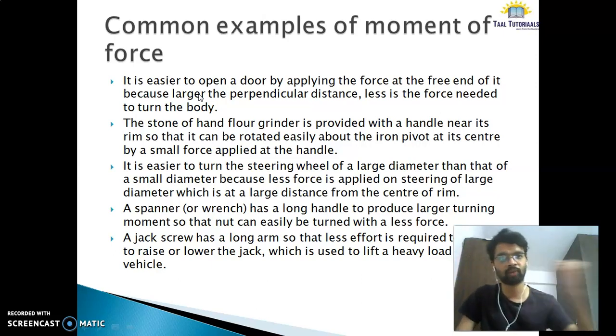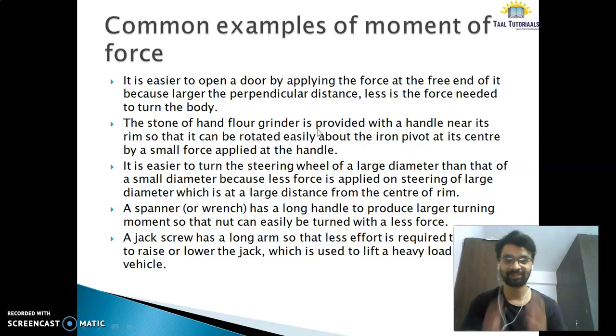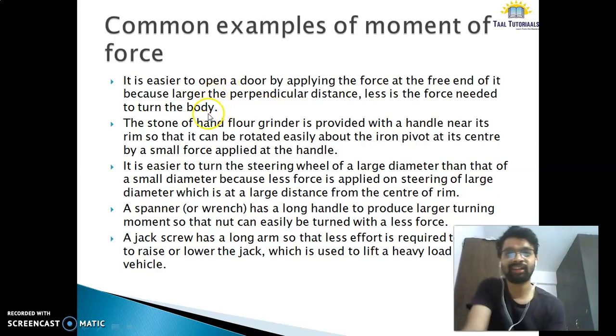So we are requiring less force to turn the body. Second example: the stone of a hand flour grinder is provided with a handle near its rim. We have never noticed this, but why is it there? So it can be rotated easily about the iron pivot at its center by a very small force. See here, this is very important. A small force applied at the handle and we can do such a big work.